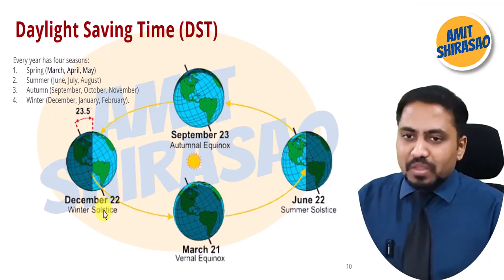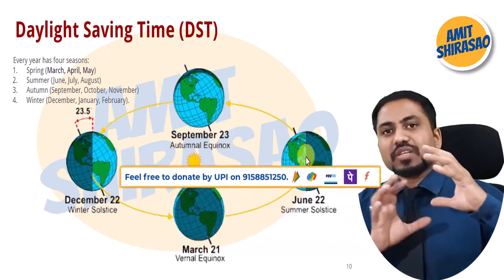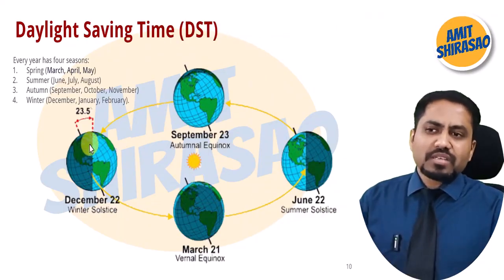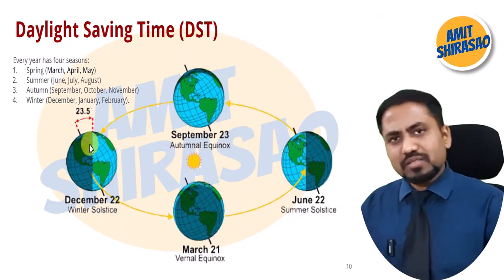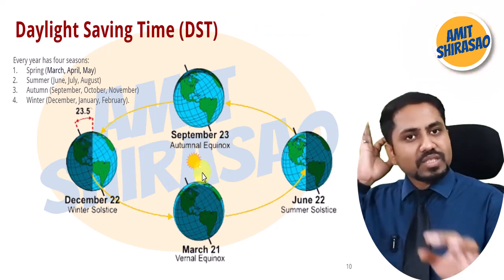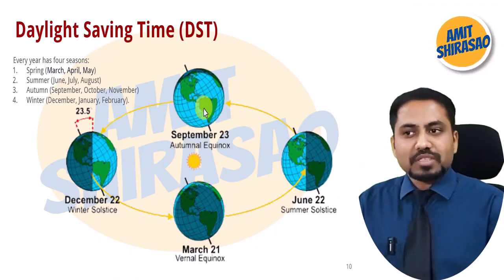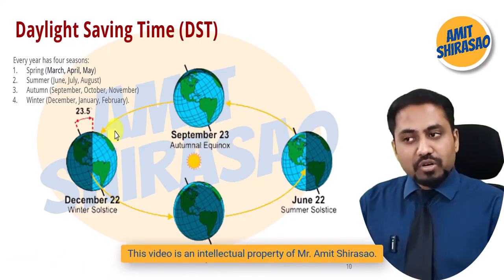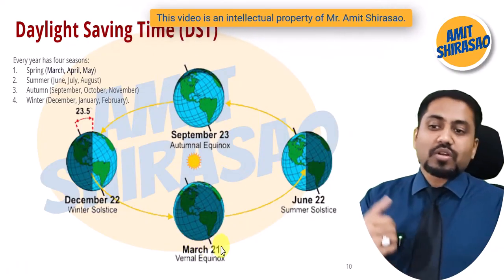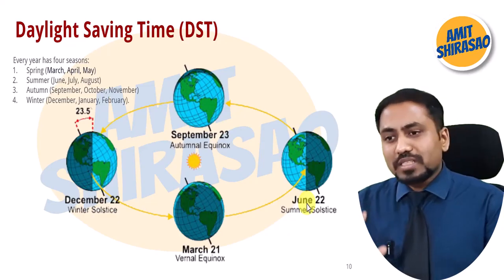Okay, got the idea? Now let's build upon that concept. When is summer? Summer is when our northern hemisphere is facing the sun the most. When the northern hemisphere is most away from the sun, that is called winter. And in between, when the day and the night are of the same duration, there are two such points. After summer, whatever comes, that is called autumn, or before winter, whatever comes, that is called autumn. After winter, whatever comes, that is called spring, and before summer, whatever comes, that is called spring.